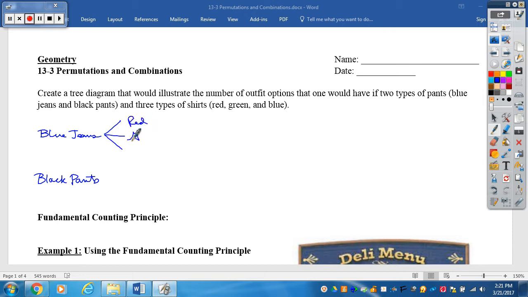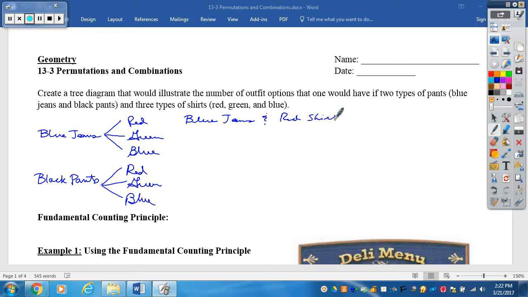Red, green, and blue. Okay, blue jeans, blue shirt. And you also have the red, green, and blue for the black pants as well. So from there, you've got basically 6 different outfits. You've got blue jeans and a red shirt. Okay, you've got blue jeans and a green shirt.